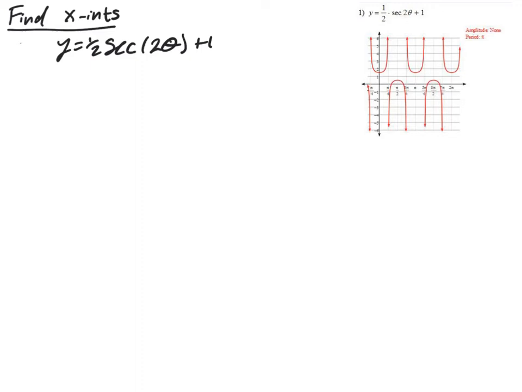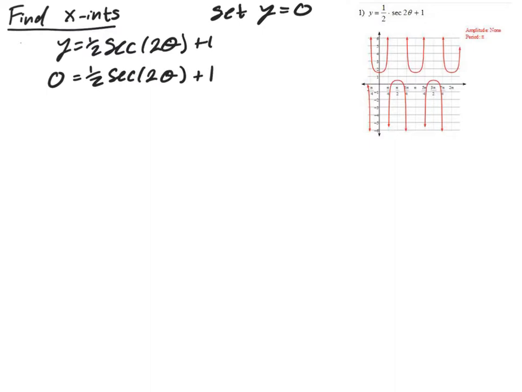Right, so we're looking to find the x-intercepts of this function. You can see the secant function graphed off to the right there. Finding x-intercepts of a trig function works the same as any other function. We're going to start by setting y equal to 0, because that's all the locations where our function's going to cross the x-axis. We're going to have 0 equals 1/2 secant 2 theta plus 1.